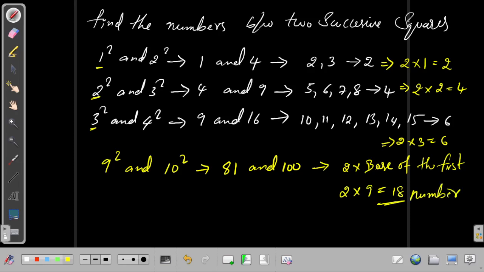That's it. If you ask like this, find the numbers between 100 square and 101 square, just do the simple multiplication. 2 into 100 equals 200, which is your answer. Are you getting it? This logic applies for successive, consecutive squares. Consecutive means one after another, like 2, 3, 4, 5, 6. So this logic applies only for consecutive numbers. So this is a rough introduction to squares.